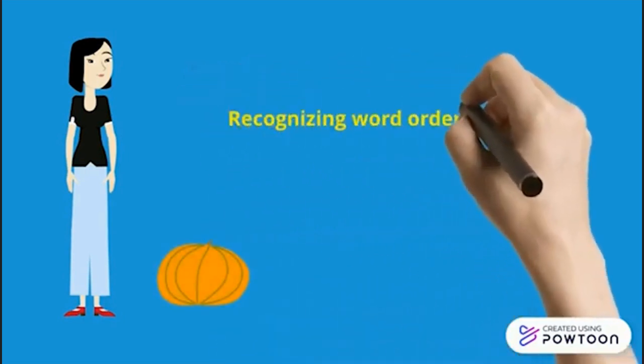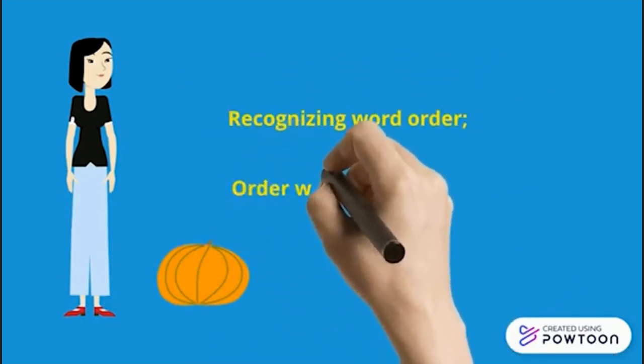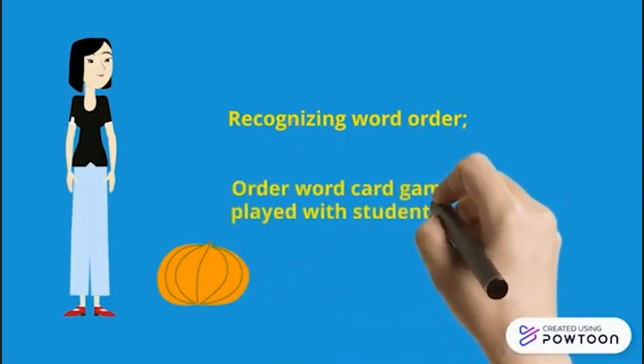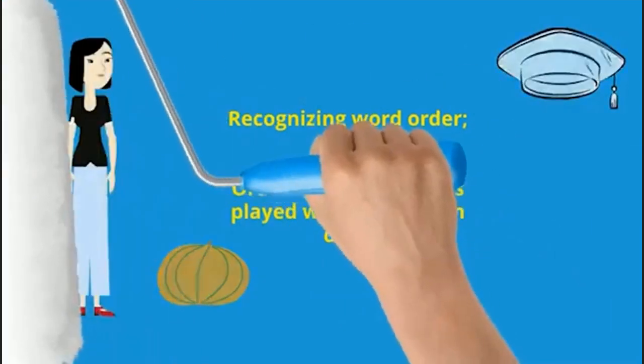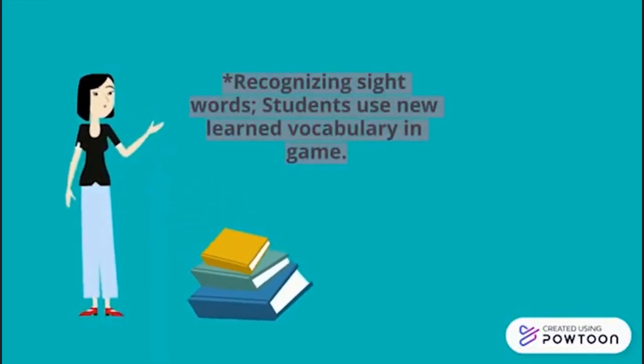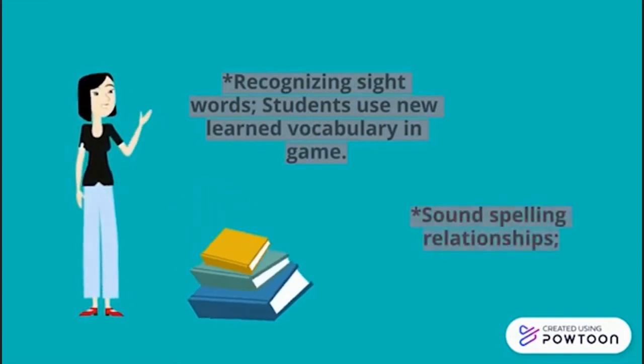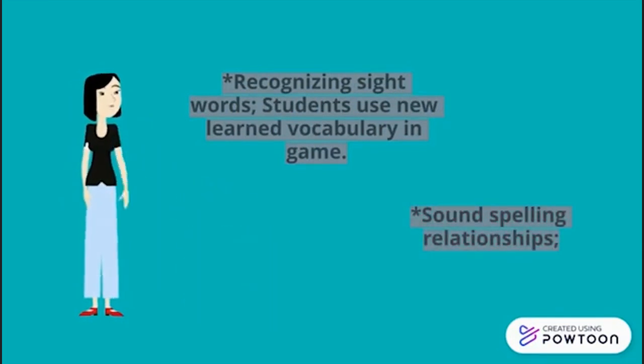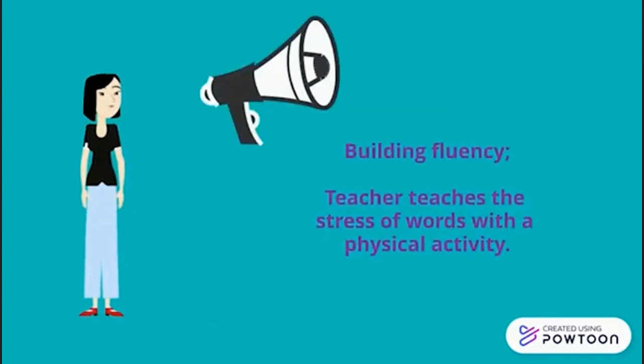And then there is a word order game. Here each student takes a word card and creates sentences with these word cards. And for recognizing sight words, the aim here is that students use newly learned vocabulary in games and spelling activities with the teacher. Here, for building fluency, the teacher teaches the stress of words, but does this with TPR, so physical activity.